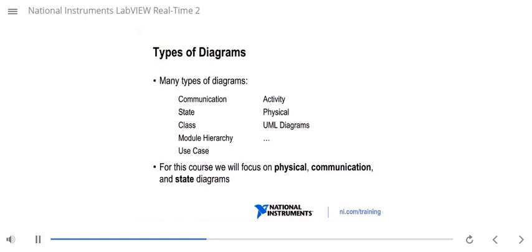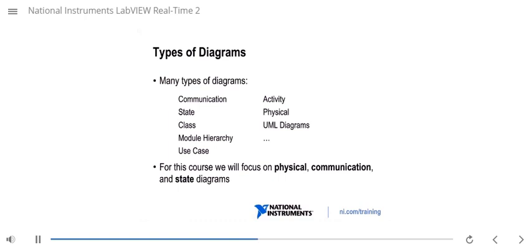Obviously, there's lots of types of diagrams. You could go all day and talk about the various types of diagrams that are out there. You have a communication diagram, a state diagram, a class diagram, a module hierarchy diagram, a use case diagram. Those diagrams with the stick figures and the lines, I don't really know what all of them are. I don't really care. Because I find that the ones that are most useful for my day-to-day work are going to be a physical, communication, and a state diagram. For what I need to do, these diagrams convey the information necessary.